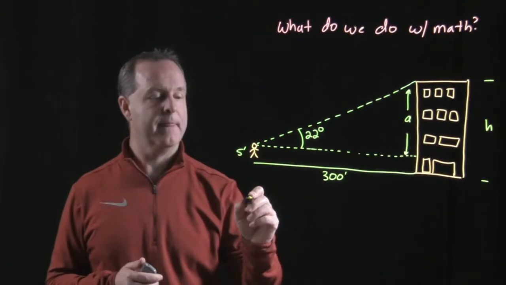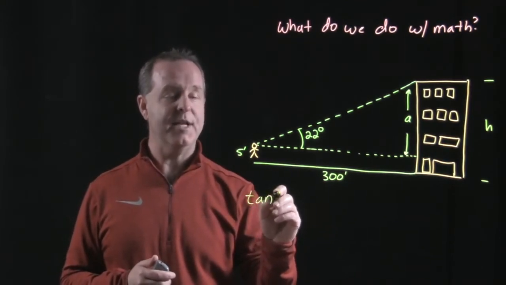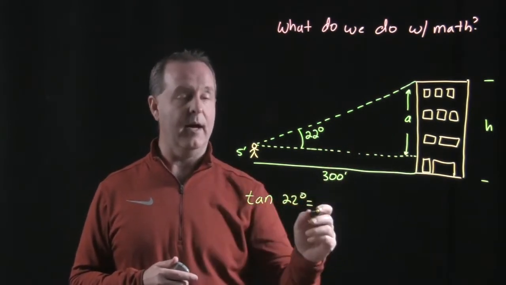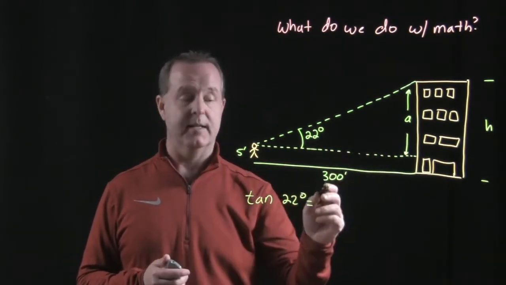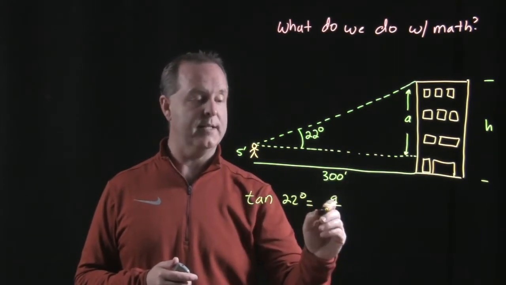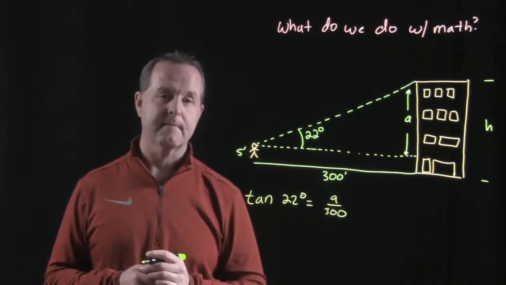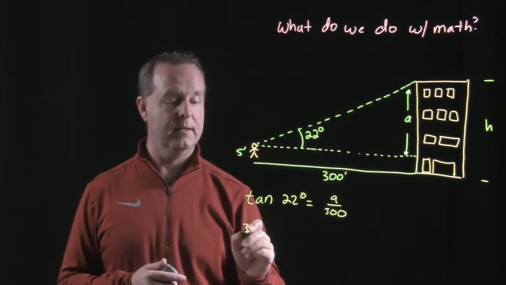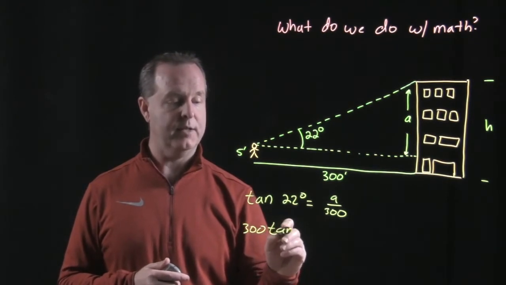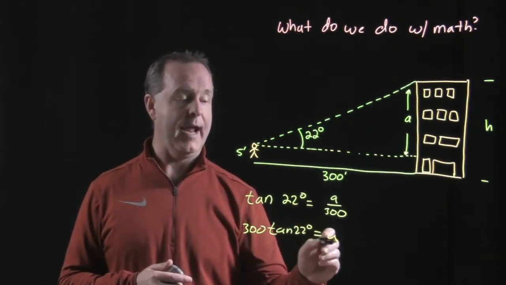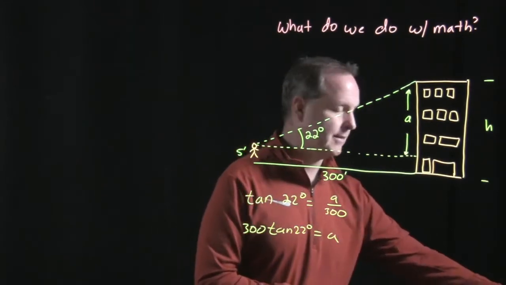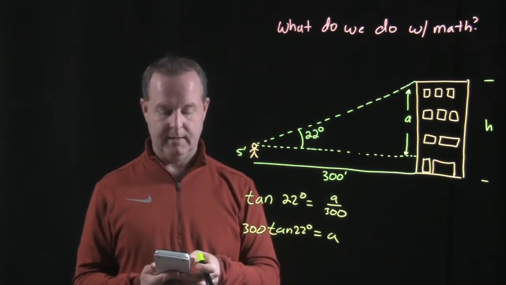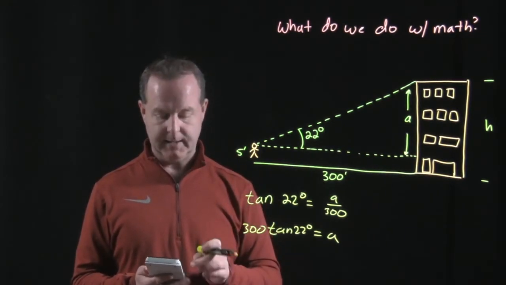Well, our tangent does. So the tangent of 22 degrees equals my opposite, in this case an unknown height of A, over my adjacent, which is 300. From this, I can solve for what A will be. Multiply 300 by both sides, so I have 300 times the tangent of 22 degrees equals A. Use a black box to solve that. Check to see if it's in the correct mode to begin with. It wasn't, because I'm in degrees, so I better switch to degrees.